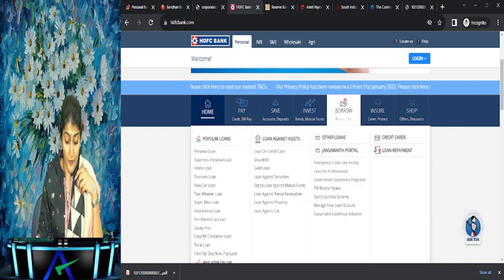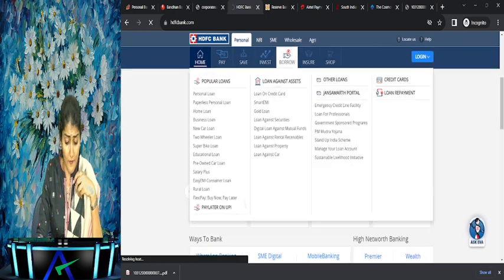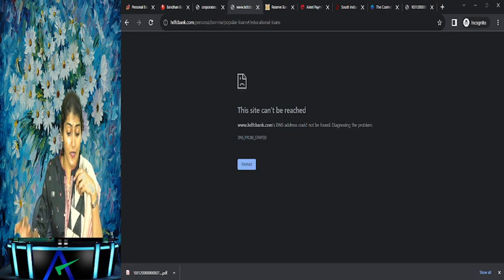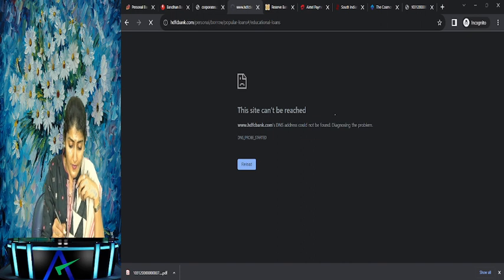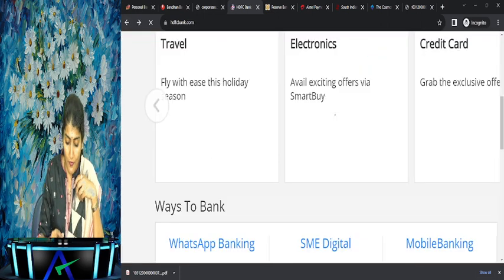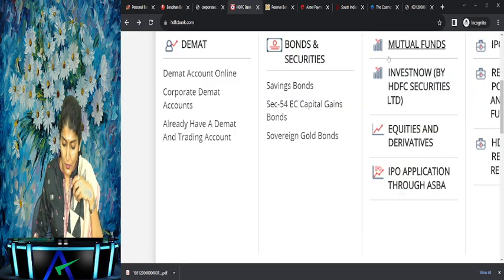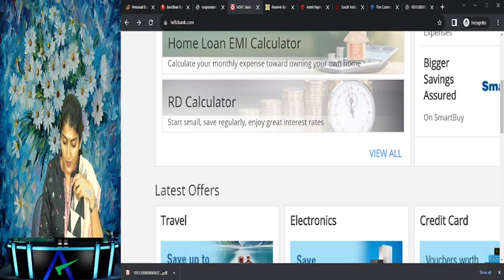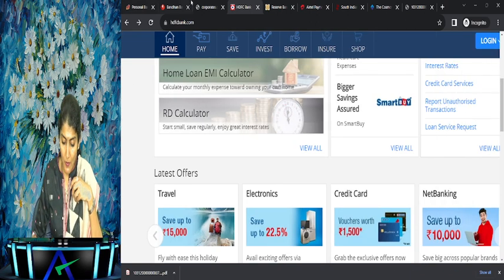Then what are the different types of loans given by them? So personal loan, paperless personal loan, right? The loans and the paperless personal loans are given over there, where they talk about the different loans being given. They talk about borrowing, right?